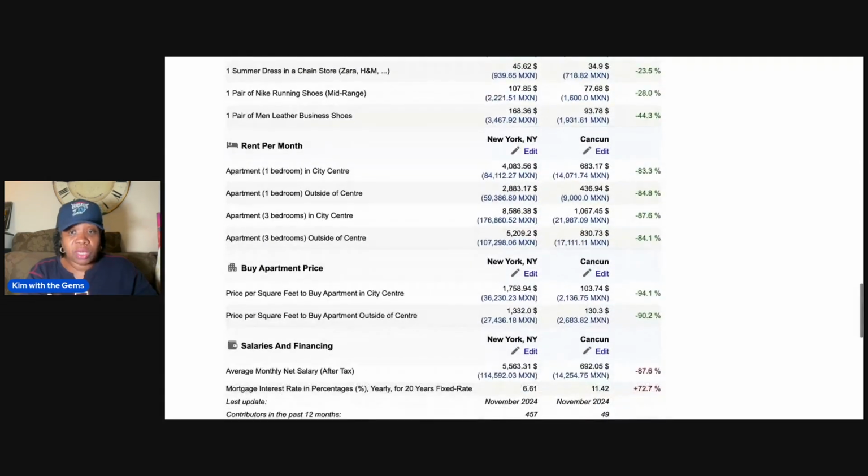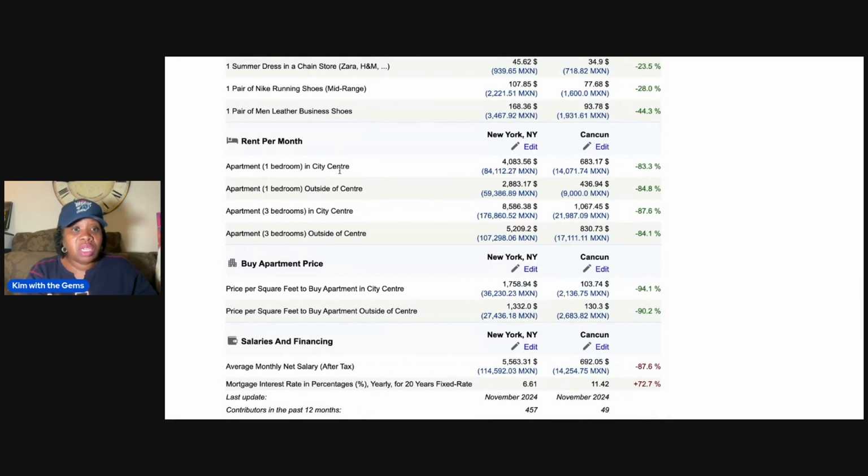Let's do rent. That's what is really key. So if you're looking at a 1-bedroom apartment in the city center of New York, you're going to pay $4,083. In Mexico, you're looking at $683, which is an 83% savings. Like, come on, y'all. What are we doing here? What are we doing? Being hoodwinked and bamboozled.